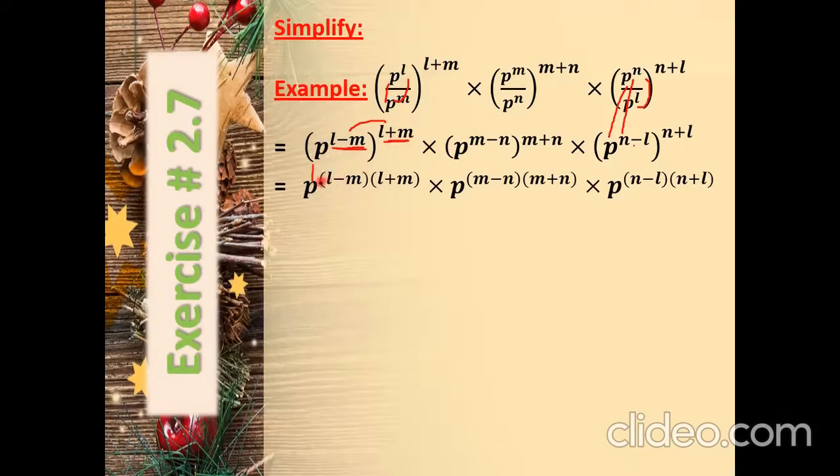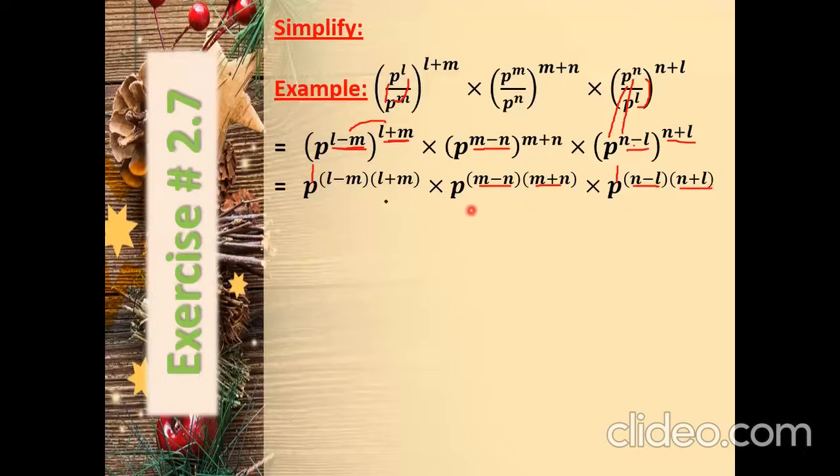So inside the bracket you will write l minus m multiplied by l plus m, then multiply by P, then this power m minus n bracket m plus n. And then multiply by P and this power n minus l and n plus l. So you will multiply them together. Inside the bracket you will write n minus l and n plus l. Understand? Is it clear?